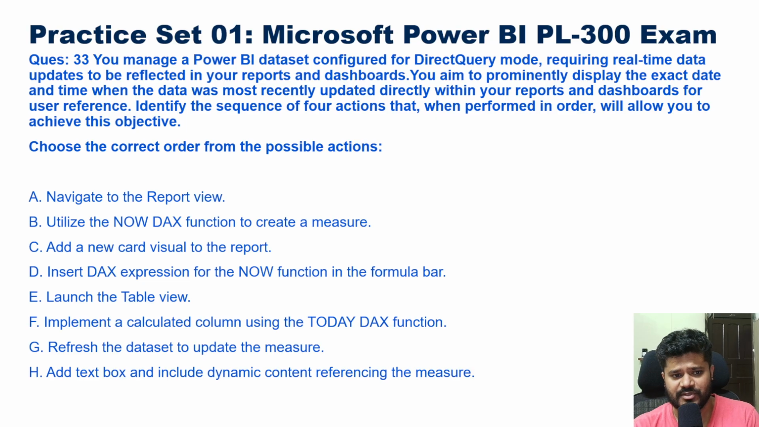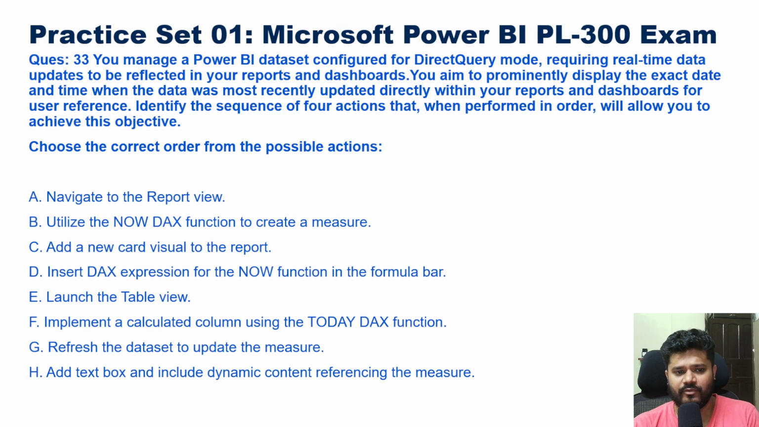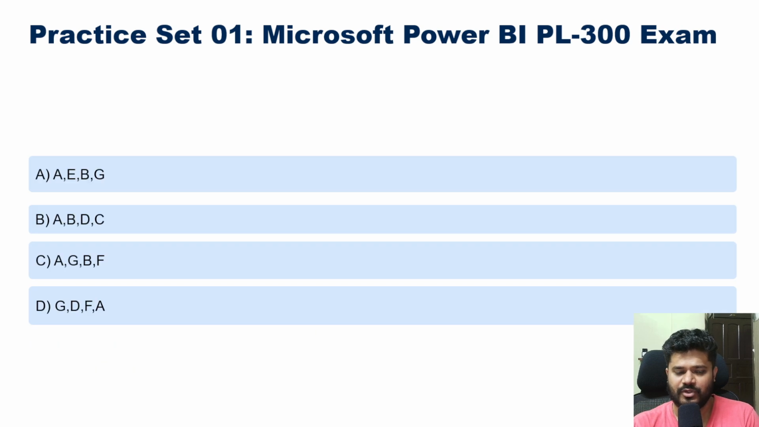So your options are: option A, AEBG; option B, ABDC; option C, AGBF; option D, GDFA. Basically, you have to identify four steps in order from this slide and let me know the solution. I'm going to pause the video here for 10 seconds. You can think through the four steps in order, and your time starts now.